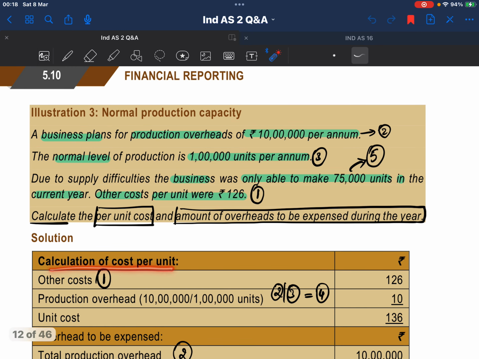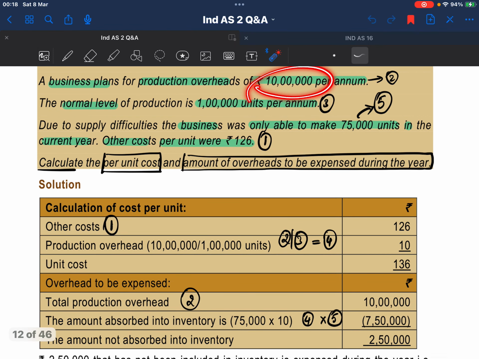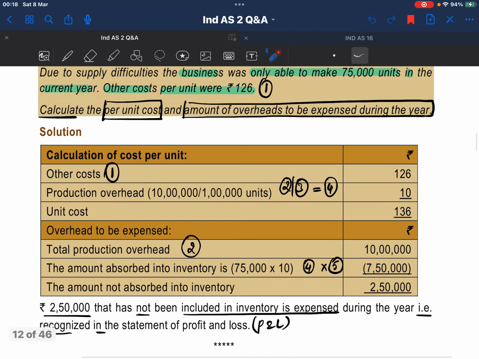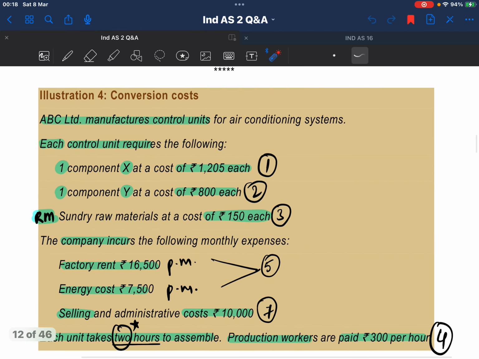Calculation of cost per unit. Cost per unit is other cost, which is 126. Production overhead, this 10 lakhs divided by 1 lakh units gives per unit production overhead. This is the total unit cost. Overhead to be expensed: total production overheads of 10 lakhs minus the amount absorbed in inventory, which is 75,000 into this 10 rupees per unit, which gives 7 lakh 50, and the balance amount, 2 lakh 50, is not absorbed, not included in inventory, and is recognised as an expense in the statement of profit and loss.